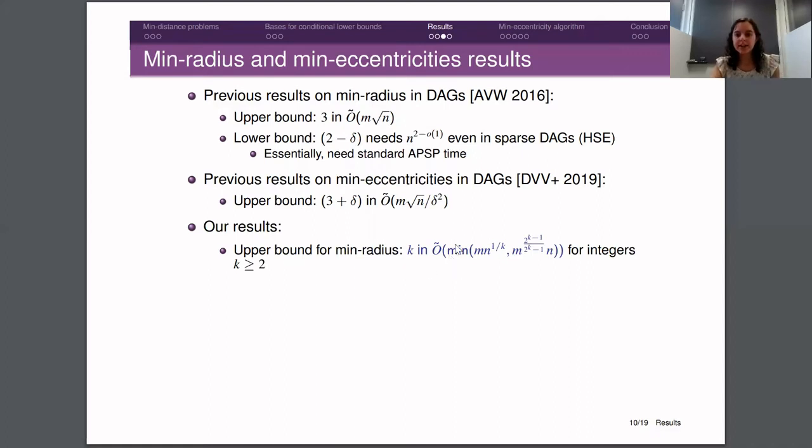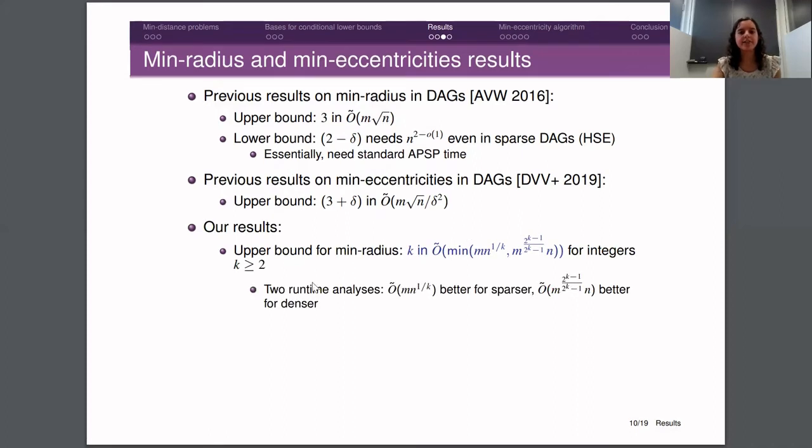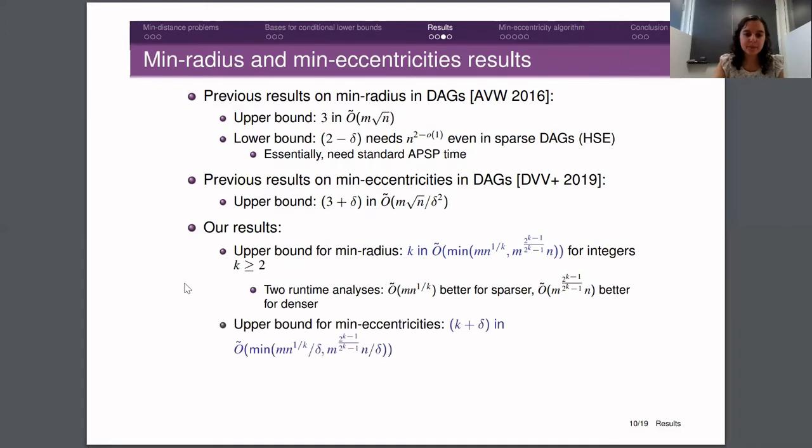So we have this kind of funny looking runtime here. And what's actually going on is that this is 2 different analyses of the runtime of our algorithm. One of the analyses gives a runtime that is better in sparser graphs, and the other analysis gives a runtime that is better in denser graphs. So you just take the minimum to get the better one.